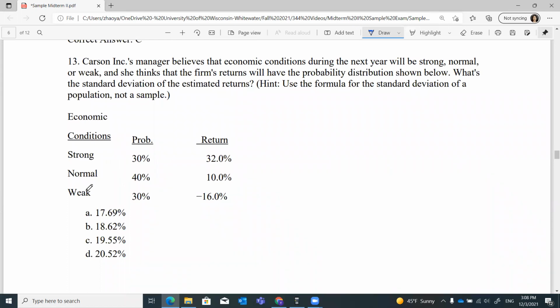Carson's manager believes that economic conditions during the next year will be strong, normal, and weak. And she thinks that the firm's returns will have the probability distribution shown below. So strong has a probability of 30%, normal has a probability of 40%, weak has a probability of 30%. What is the standard deviation of the estimated return?